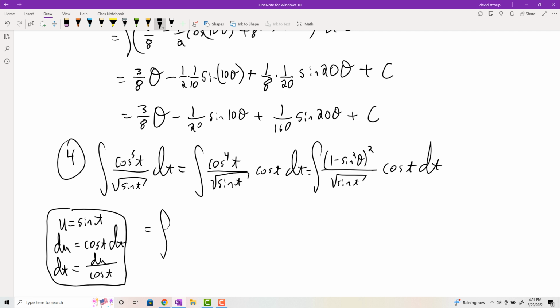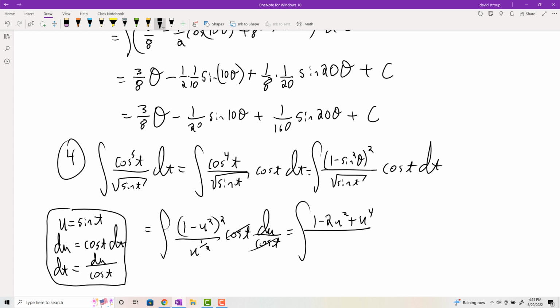Okay, so you'd have 1 minus u squared squared all over u to the 1/2, and then times cosine t times dt, which is du over cosine t. Nice cancellation. And you want to FOIL the 1 minus u squared, so 1 minus 2u squared plus u to the 4th all over u to the 1/2 times du.